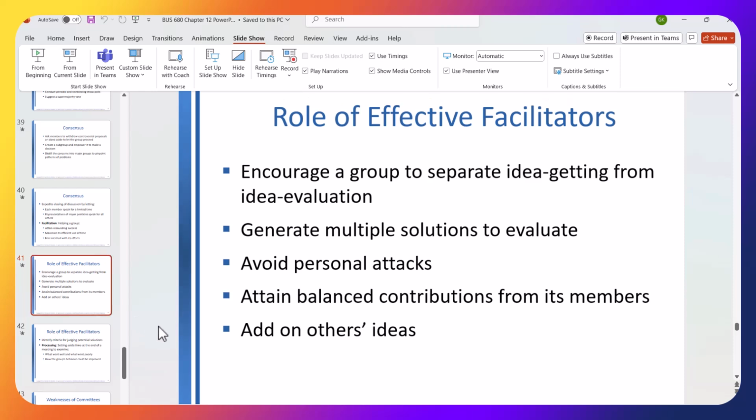So an effective facilitator encourages a group to separate idea getting from idea evaluation, generate multiple solutions to evaluate, avoid personal attacks, attain balanced contributions from its members, and add on other ideas. So again, this is keeping things going in a positive direction and making sure that people are getting along, they're not attacking each other, and we are looking at the right thing and we are drawing conclusions. And when we get out in left field, the facilitator will help bring us back.